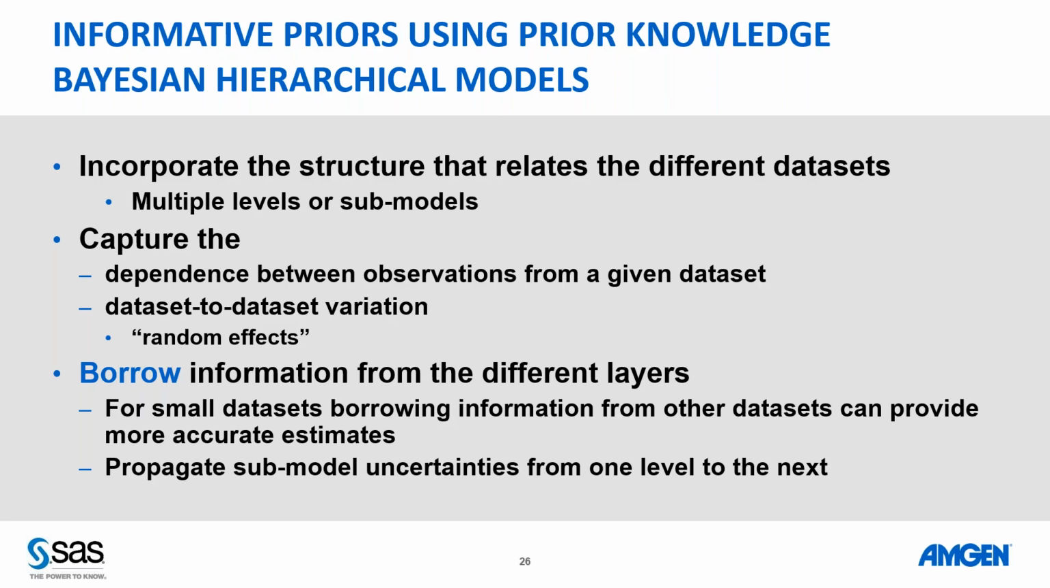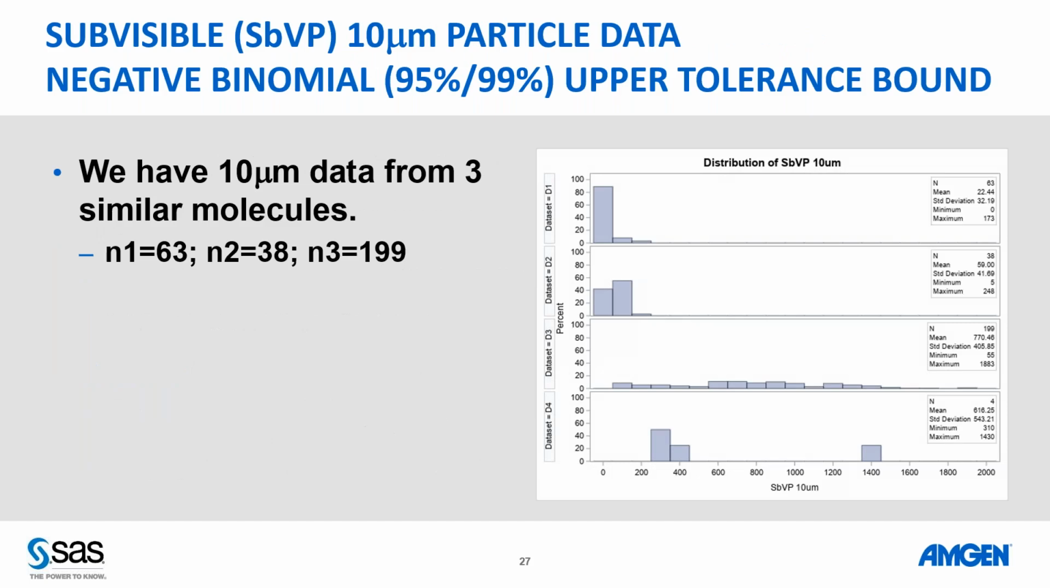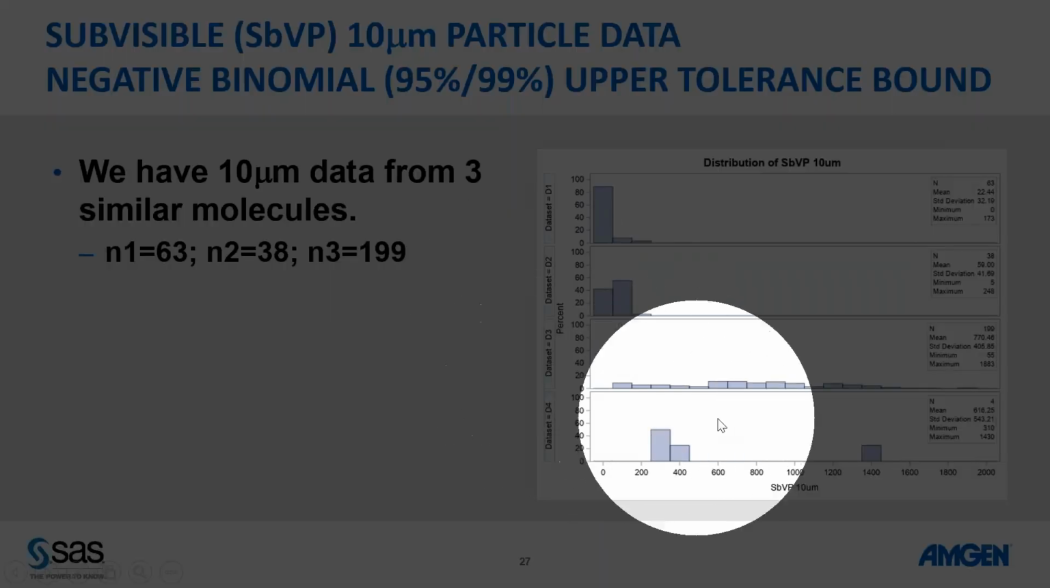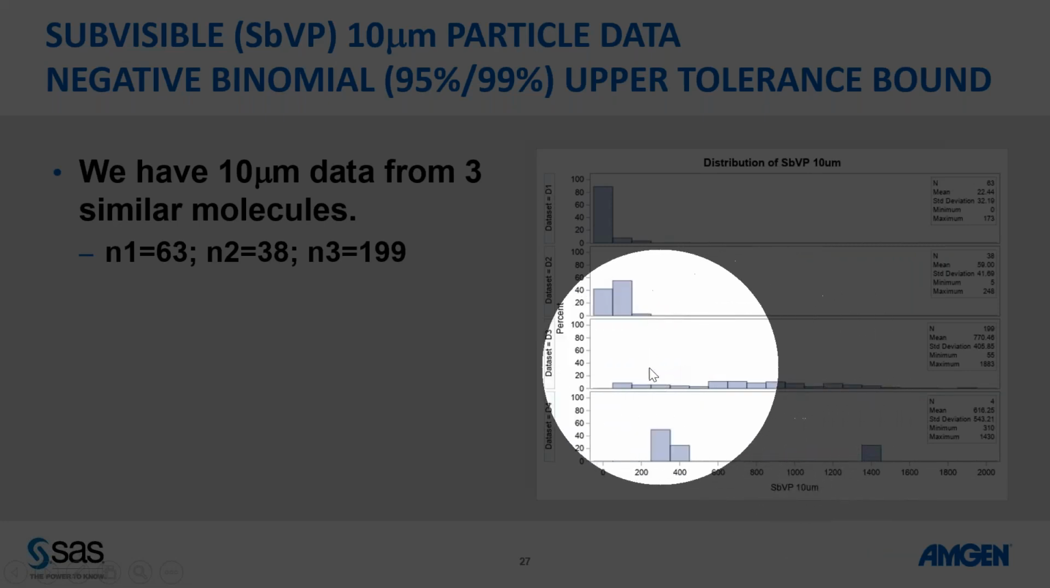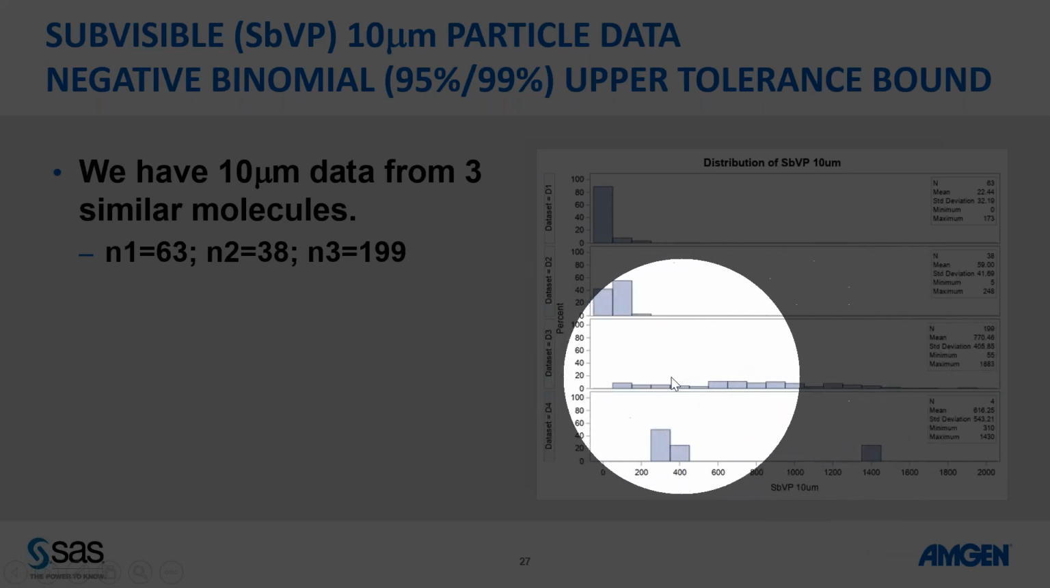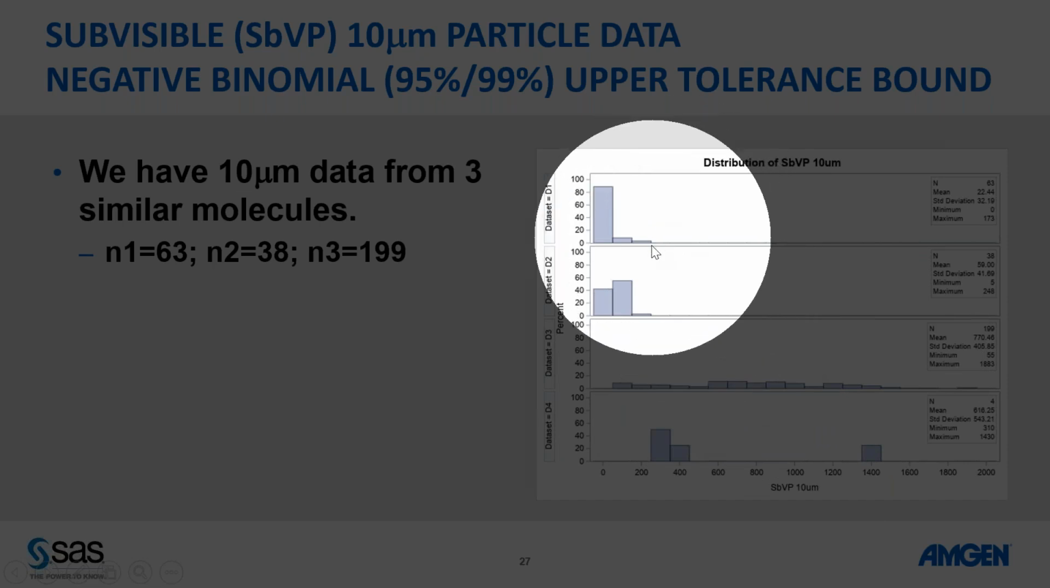Yep. So here we have two additional data sets. This is the data of D4. This here is the 199 that we just used for the empirical Bayes.